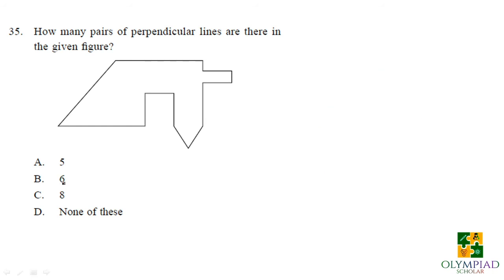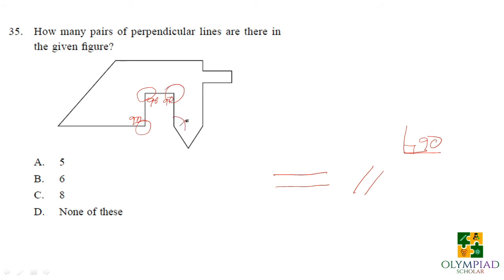So how many pairs of perpendicular lines are there in the given figure? You have already heard about pairs of parallel lines. So these are pairs of parallel lines, and in order to find pairs of perpendicular lines, they must be making an angle of 90 degrees. So you have to check and find. So here a pair of perpendicular lines is forming, you can say. The same is being formed here. Okay, this angle is 90, and here again it is 90.